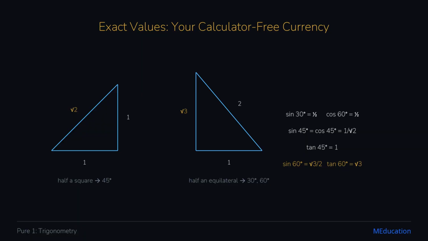Sine of 30 is 1/2. Tan of 45 is exactly 1. Sine of 60 is root 3 over 2. Root 3 appears precisely where everyone forgets it. Two doodles replace a whole table, and your exam hall self says thank you.